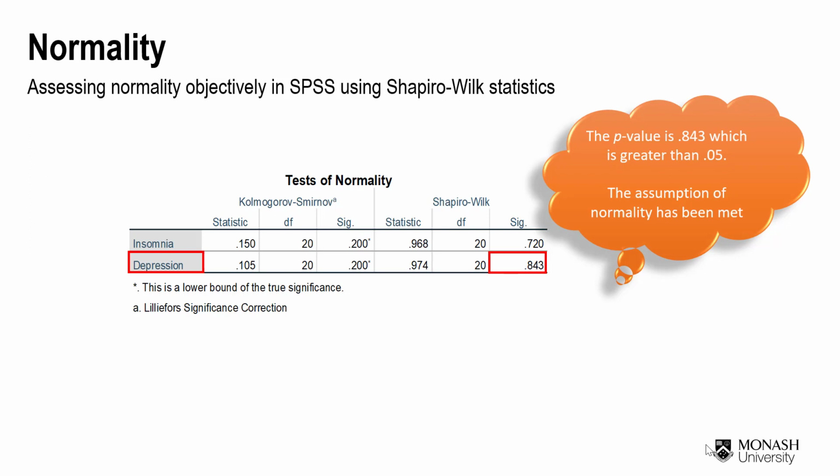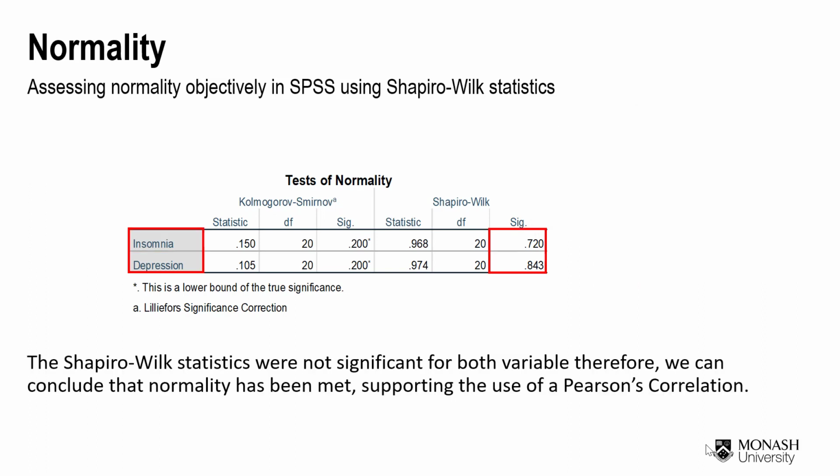For depression, the p-value is 0.843, which is also greater than 0.05. Therefore, the assumption of normality has also been met. The Shapiro-Wilk statistics were not significant for both variables. Therefore, we can conclude that normality has been met, supporting the use of a Pearson's correlation.